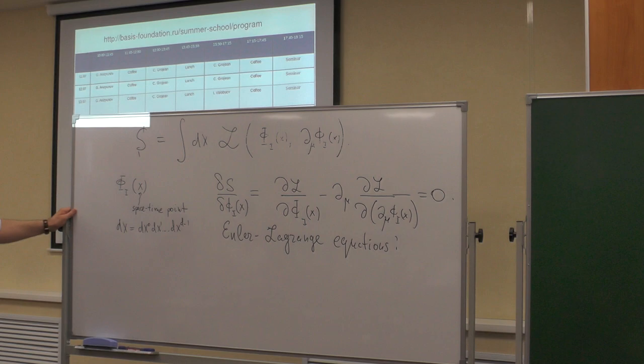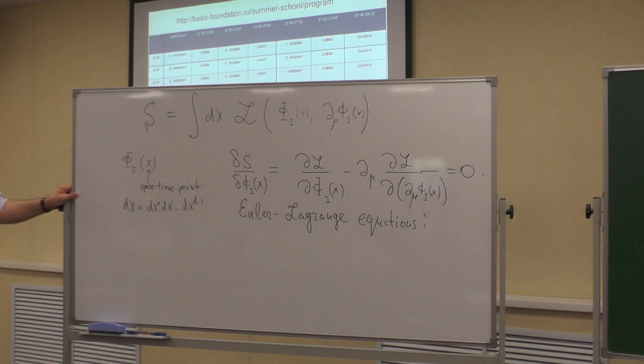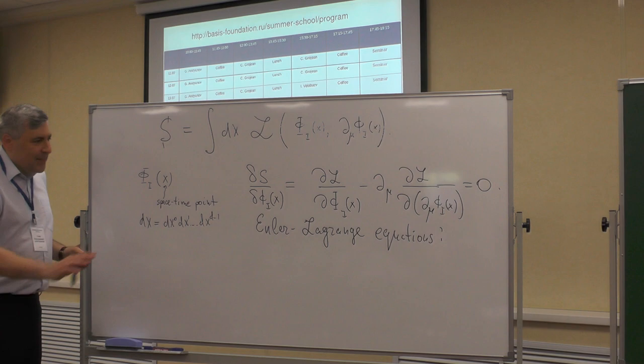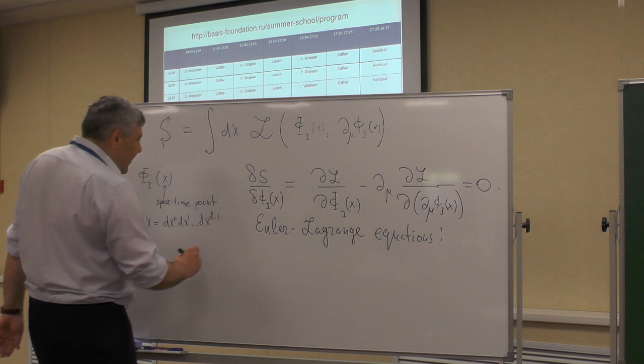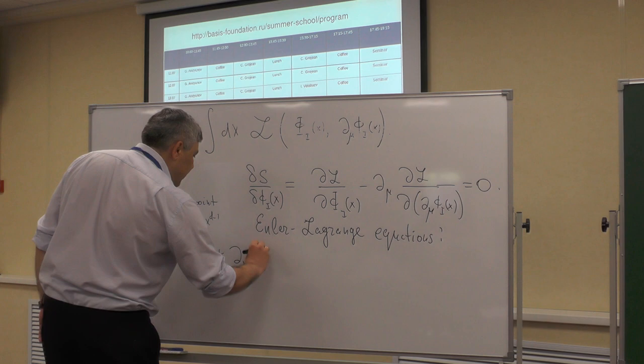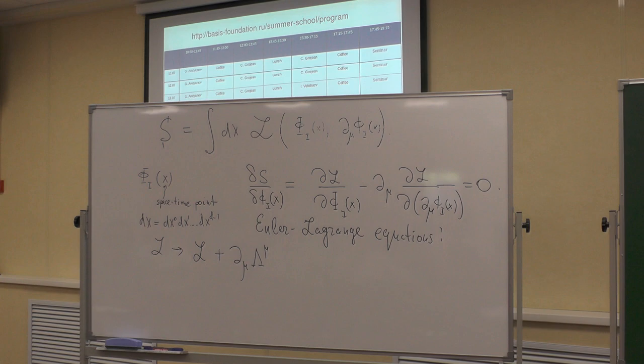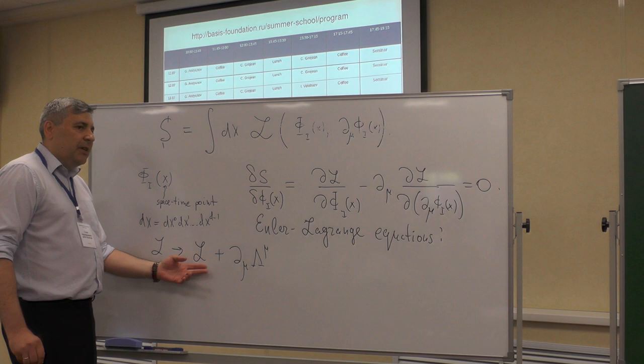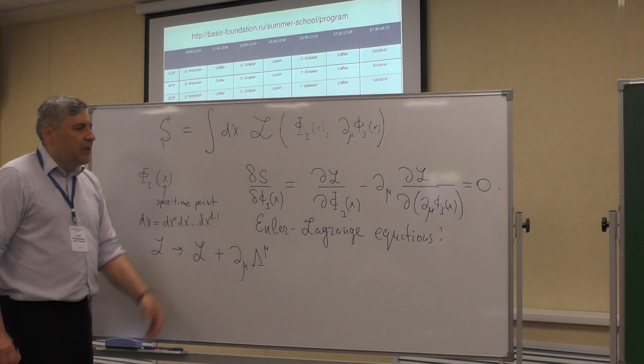How important is the assumption that you drop all these total derivative terms? Yeah, I will say it in a moment. This is what I will be talking about now. If you change the Lagrangian by adding to it a total derivative term like this one, then it appears that the Euler-Lagrange equations derived from this new Lagrangian do not change. You change the Lagrangian by the total derivative, but the equations of motion will not change.